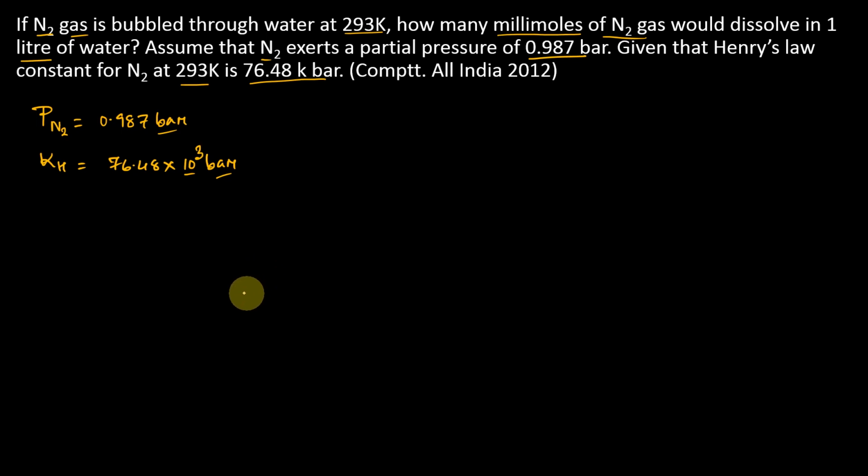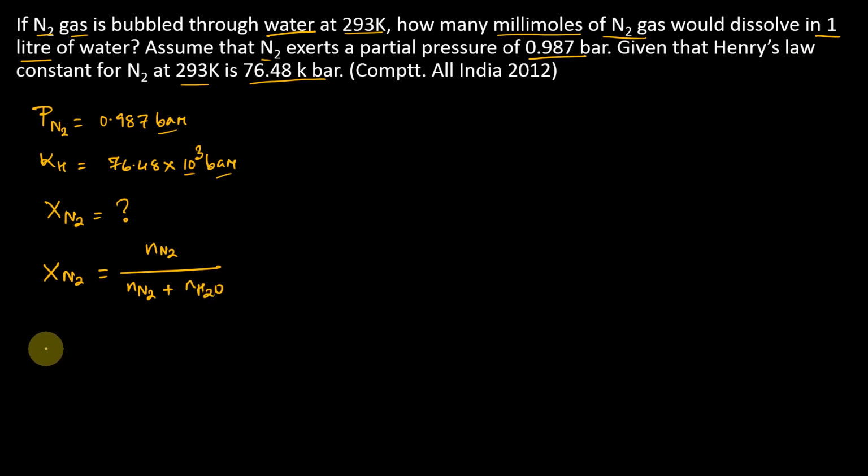Okay, next, what do we need to determine? Mole fraction of nitrogen gas. By the way, mole fraction of nitrogen gas होता क्या है? It will be the number of moles of nitrogen gas divided by the number of moles of nitrogen gas plus number of moles of, what is the other thing? Water, right? Dissolved in 1 liter of water.